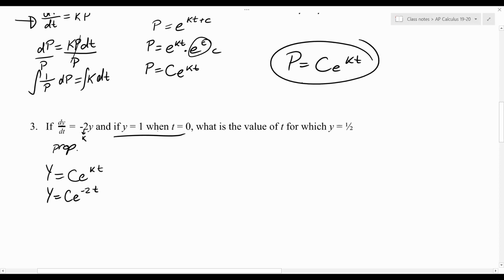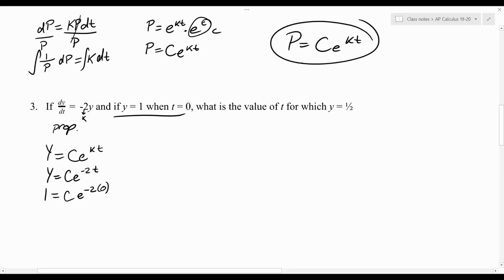So if y is 1, we put 1 equals C, that's what we're trying to find, e to the negative 2 times t is 0. Negative 2 times 0 is 0. E to the 0 power, or anything to the 0 power, is just 1. So we get 1 equals C times 1. So we just get C equals 1. So now we need to rewrite our equation: y equals 1 e to the negative 2t. We don't really need to write the 1 here.